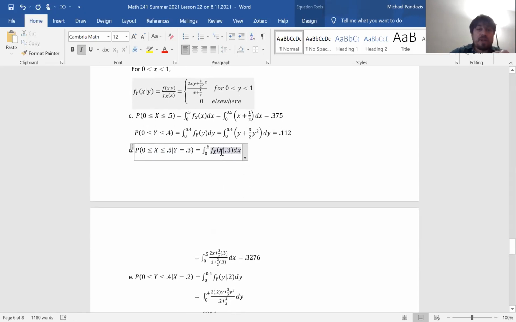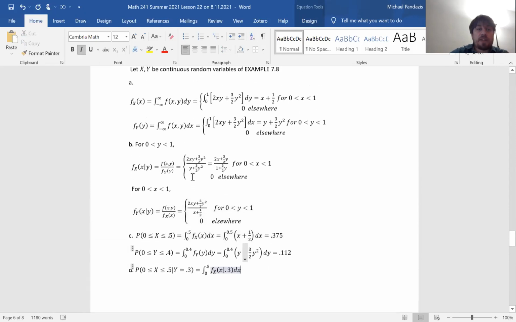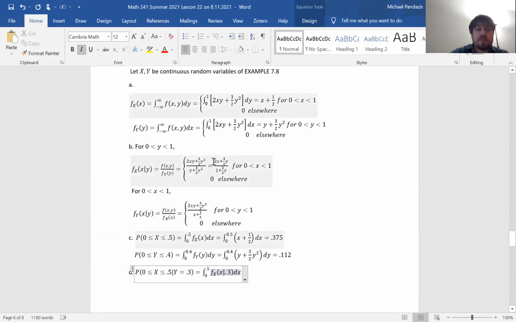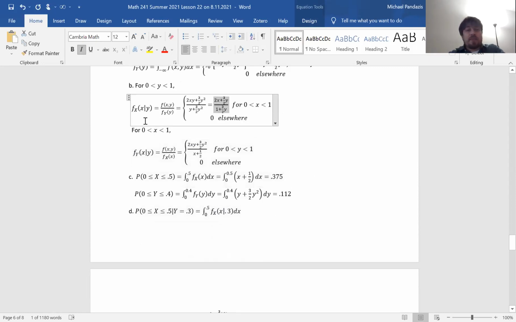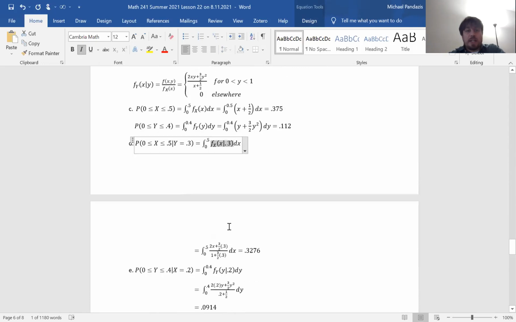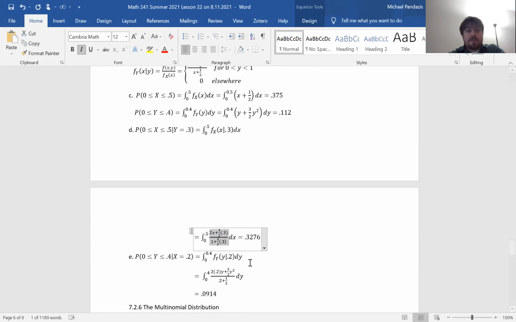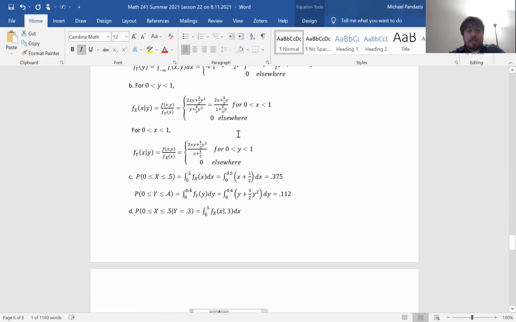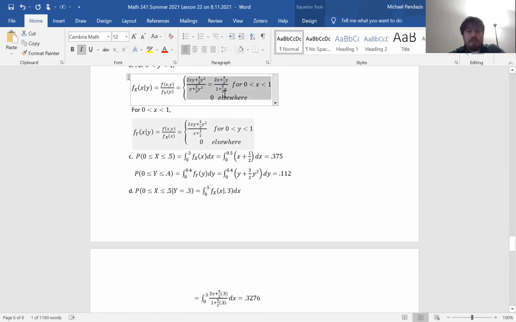And so now you have this function here. We have f sub x already of x given y. It's this really complicated expression. F sub x of x given y is equal to this. And so f sub x of x given 0.3 is you plug in 0.3 for y there. And so you plug in 0.3 for y into that expression to get this function here. And when you do that, you get this. That's this expression plugging in 0.3 for y.